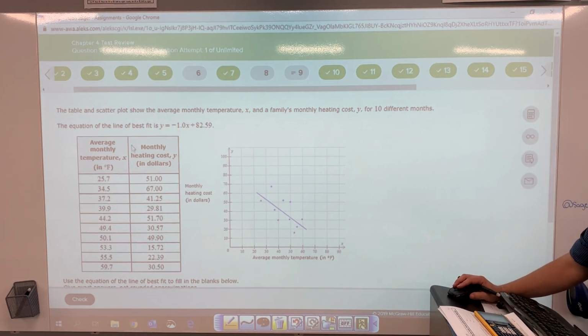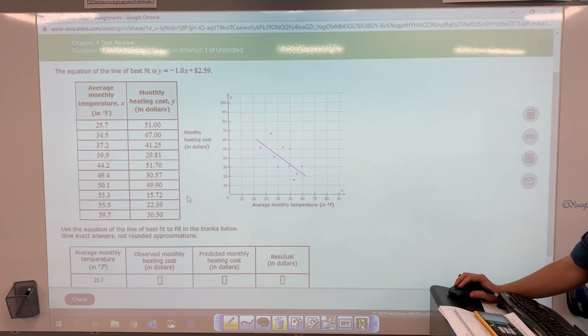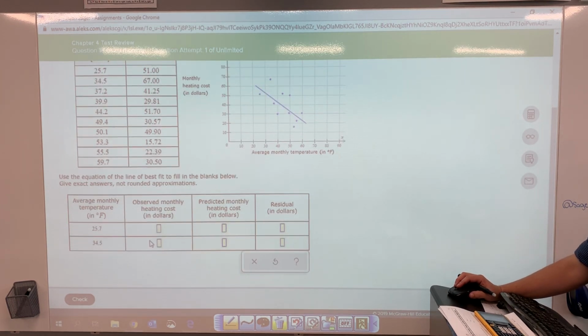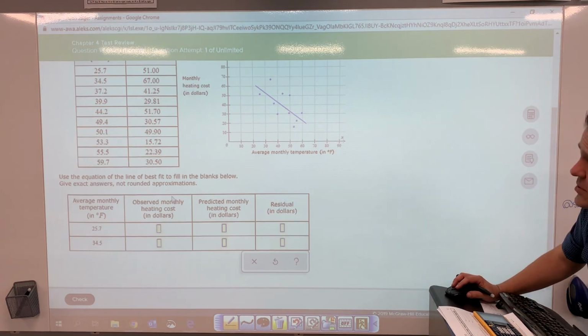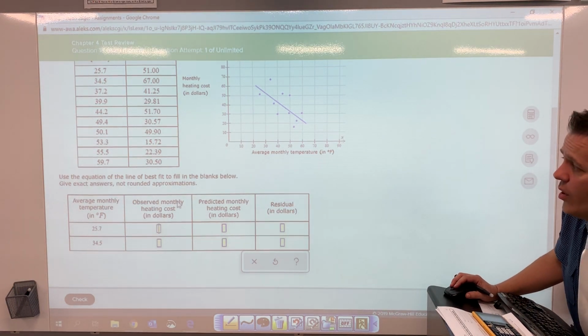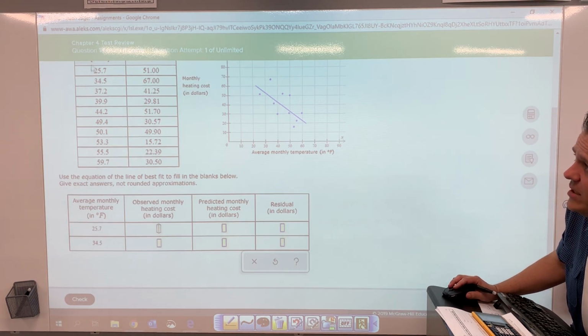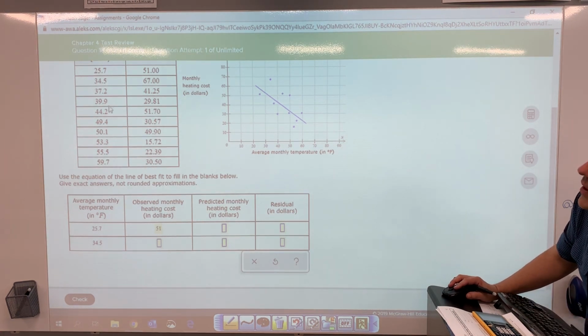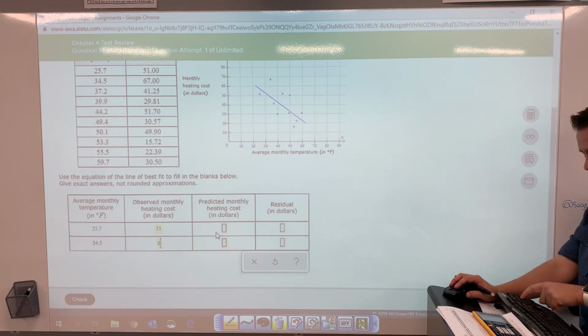All right, here's another one. Equation, line of fit. Average monthly temperature. Now, for you guys, I need to make sure you understand what is the observation versus predicted. All right, so at 25.7, we observed 51. So here's my 51. At 34.4, it is 67. So here's what we observed, 67.